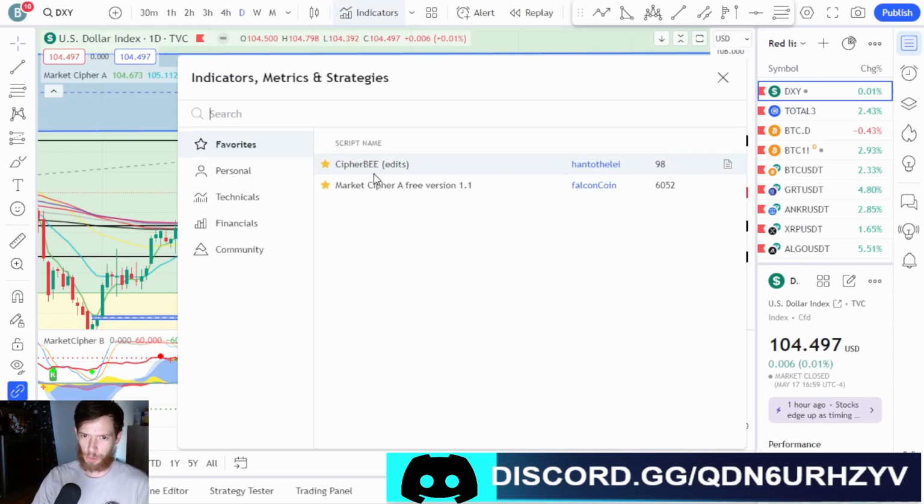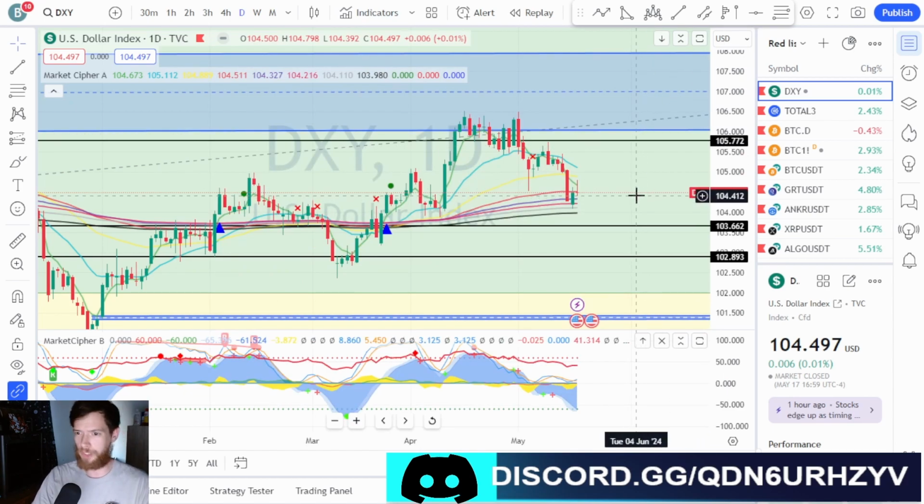Over on the indicators, we have market cipher B, which is what we're covering right now, and market cipher A. These are both free within TradingView, so you can get all of this absolutely free.